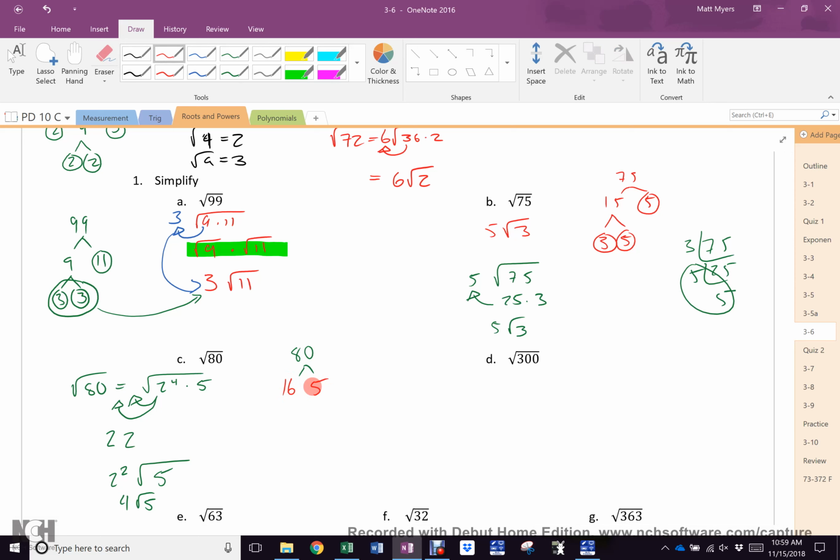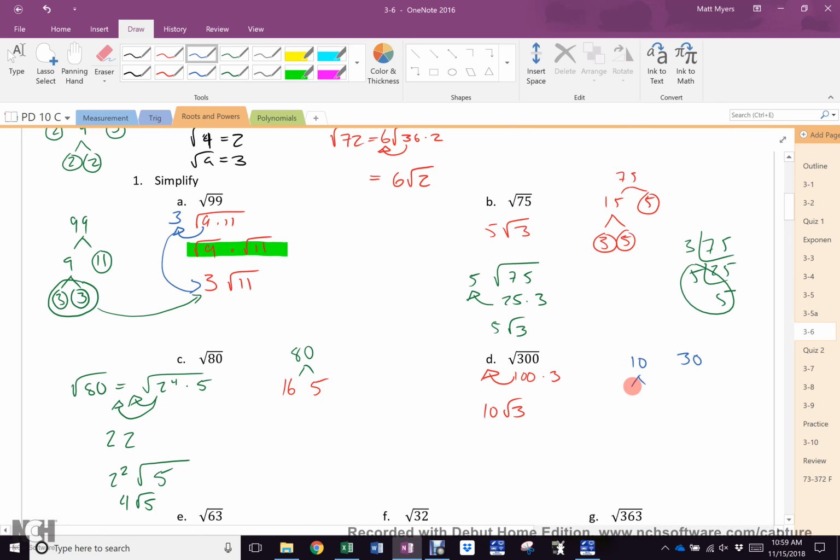What's D? You could do 10 times 30. I wouldn't. I would do 100 times 3. Why? Because what's the square root of 100? 10. So what comes out? 10 root 3. Now, what if you did 10 times 30?